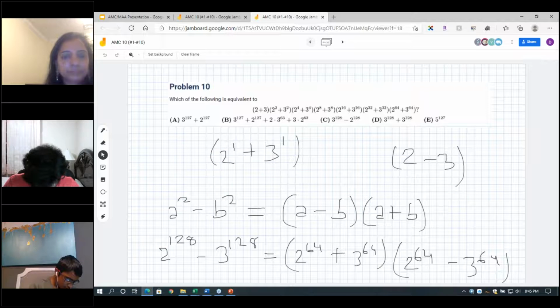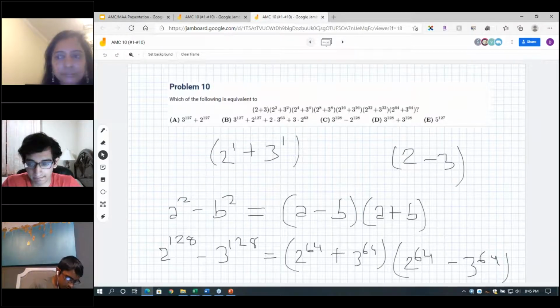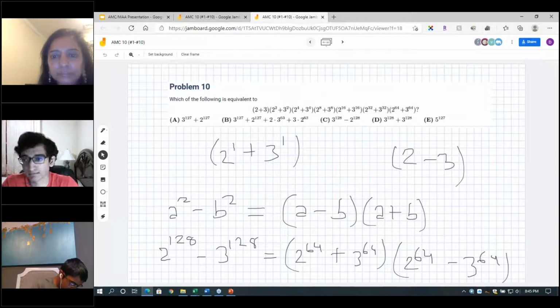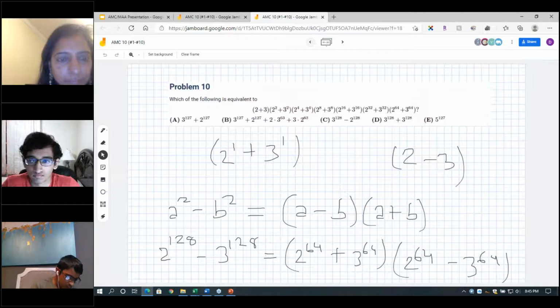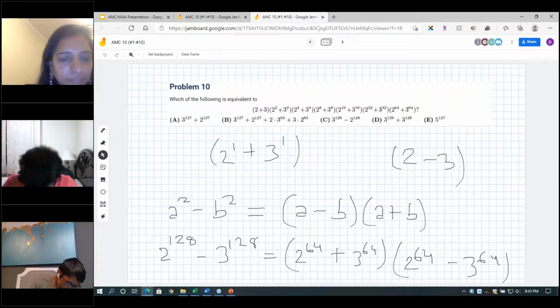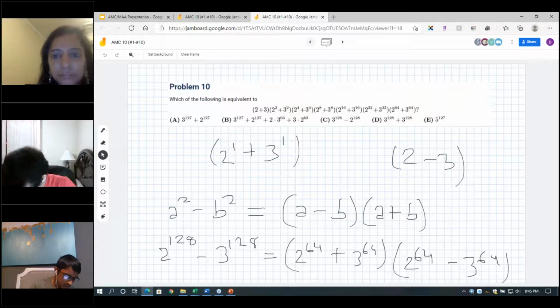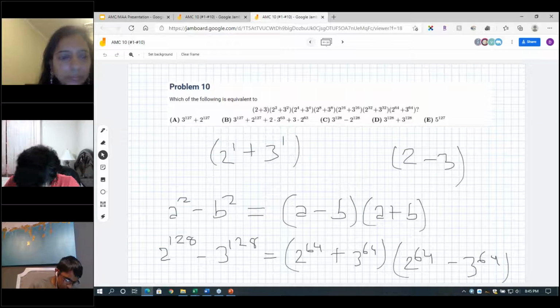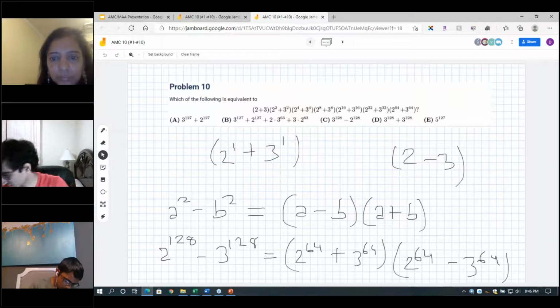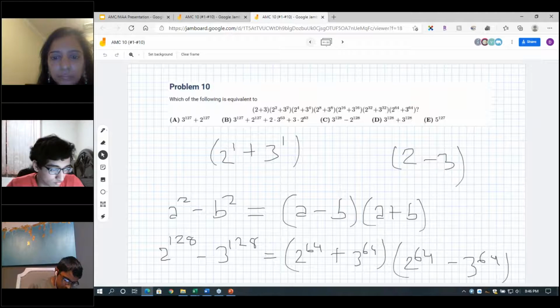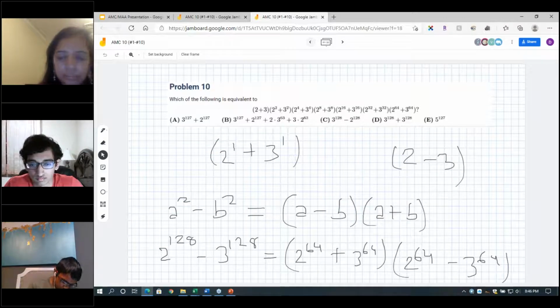So now what I can do is, I'm just going to erase this real quick. That is just equal to 2 to the 8th minus 3 to the 8th. If I multiply that with the 2 to the 8th plus 3 to the 8th, I get 2 to the 16th minus 3 to the 16th. Multiplying that to the 2 to the 16th plus 3 to the 16th, I get 2 to the 32 minus 3 to the 32. Multiplying that with 2 to the 32 plus 3 to the 32, I get 2 to the 64th minus 3 to the 64th. Lastly, multiplying that by 2 to the 64th plus 3 to the 64th, I get 2 to the 128 minus 3 to the 128. Yeah, that's a 128.